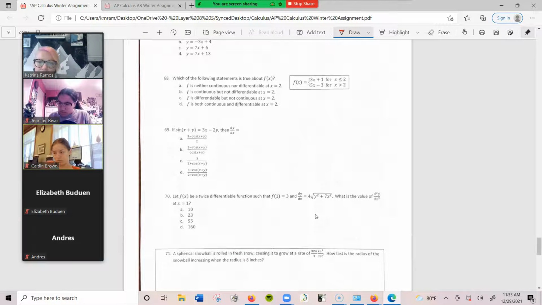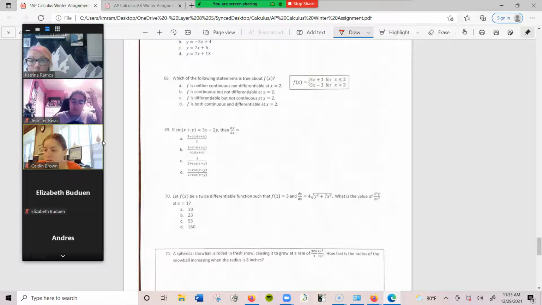If sine of x plus y is equal to 3x minus 2y, then dy dx. Okay, so this is another implicit. To find the derivative of sine of x plus y, that is cosine of x plus y, right? And then times the derivative of the angle, which is 1 plus dy dx. Okay, and that's going to equal 3 minus 2 dy dx.